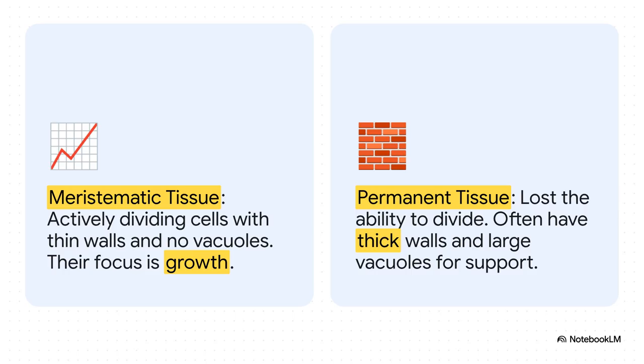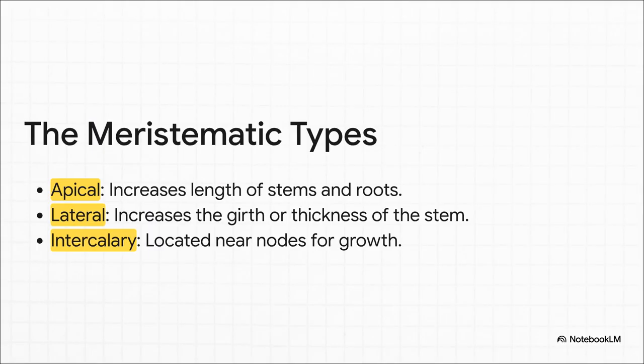Now, permanent tissues, they're the specialists. They've graduated from the growing phase. Their cells have stopped dividing and have taken on their forever jobs, developing thicker walls for support and big vacuoles to store food and water. Okay, back to our story.